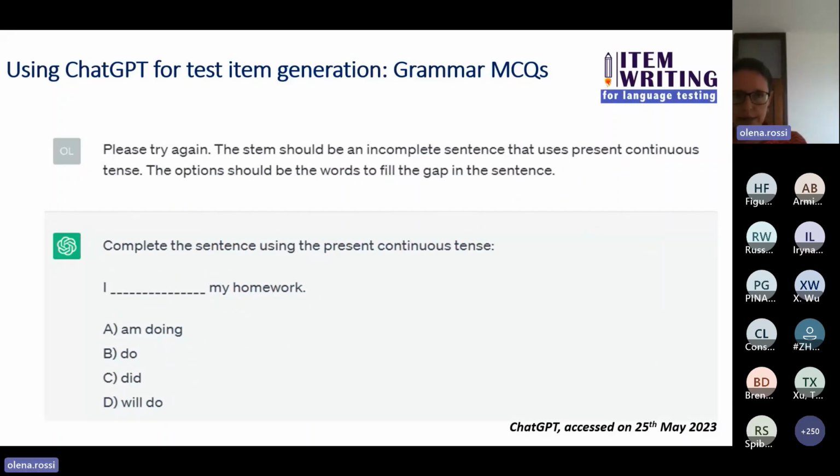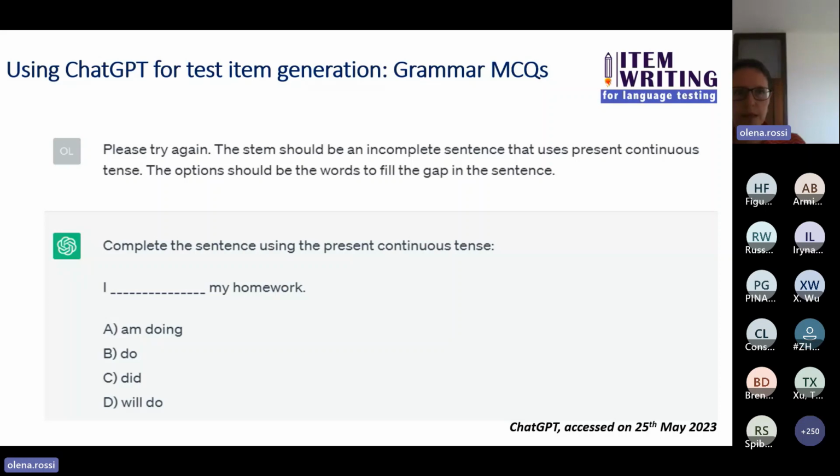I asked it to try again, and I explained to it that the stem should be an incomplete sentence that uses present continuous tense, and that the options should be the words to fill the gap in the sentence. You can see that it understood the instructions. However, if you look at the item, it's also obvious that the gap can be filled with all 4 options, depending on the context, because there is no context in the stem.